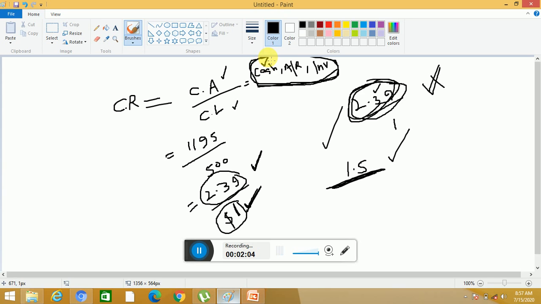In this, cash is the most liquid asset, then account receivable, one month, two months, so it is also quite liquid, because within one or two months it will be converted to cash. But inventory is an item that takes time in selling. You will sell it, then you will convert it to cash. So it takes time. That's why we are deducting inventory from current assets, because it is not that much liquid.